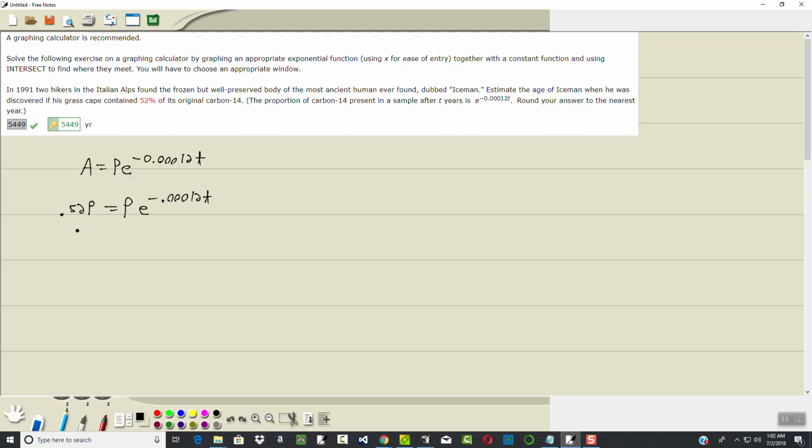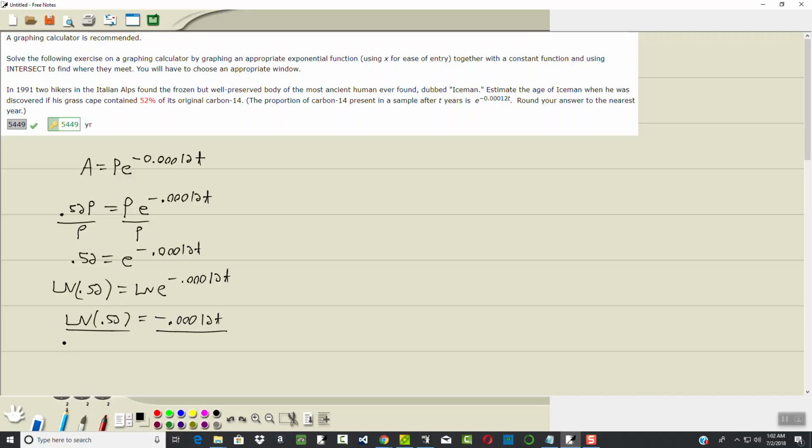0.0001231 t. If I divide both sides by P, I get 0.52 is equal to e to the negative 0.0001231 t. Take the natural log of both sides. Natural log and e cancel each other. So we got natural log of 0.52 is equal to negative 0.0001231 t. Divide both sides by this value.